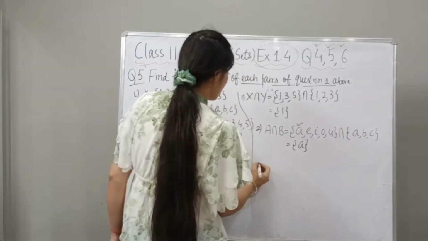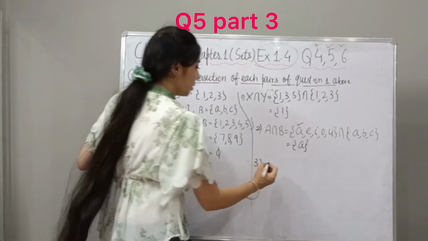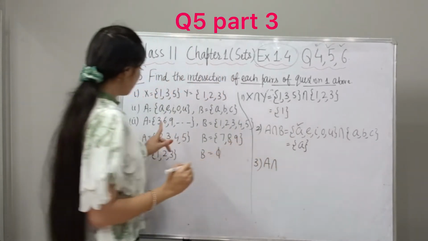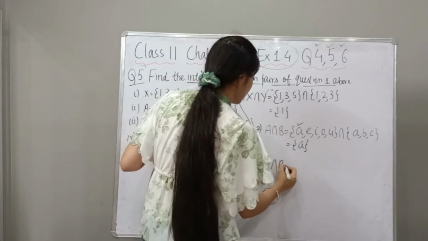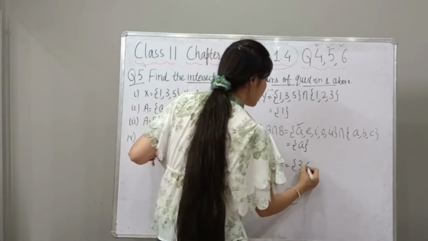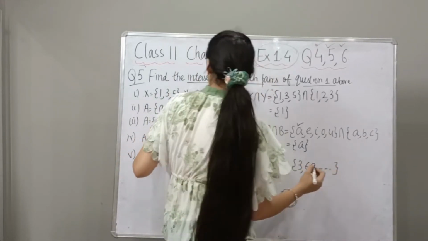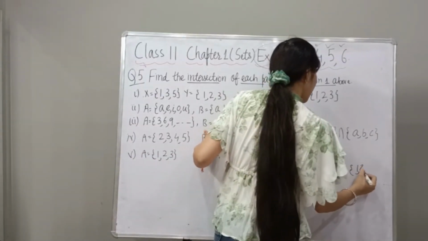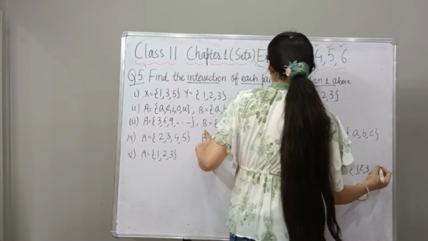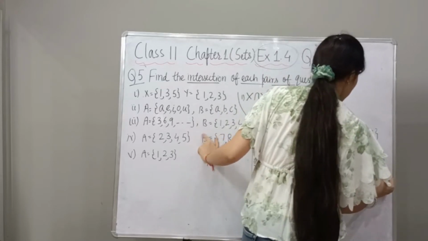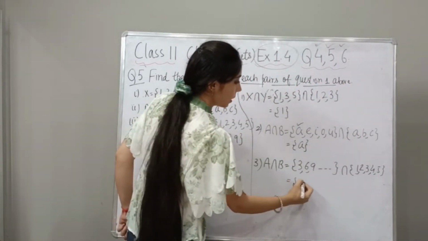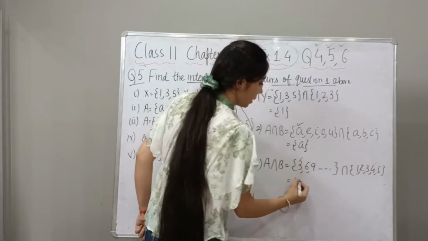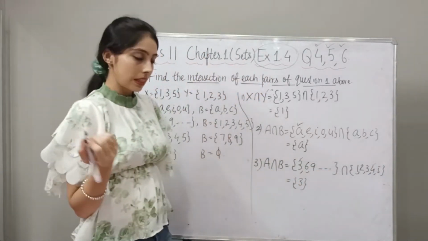So what about part 3? In part 3 we have to find the intersection of 3, 6, 9, all the multiples of 3, and all natural numbers which are less than 6. Okay. So in the intersection we have only one element which is 3.